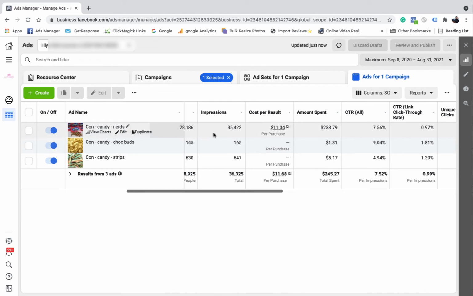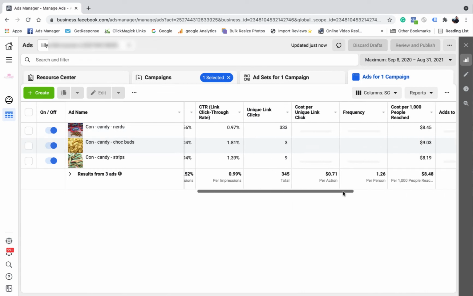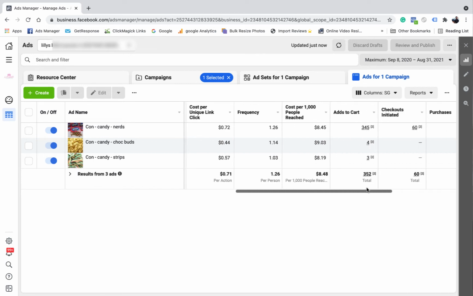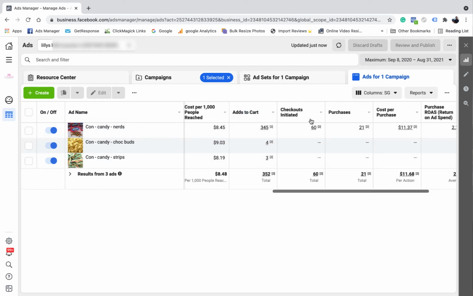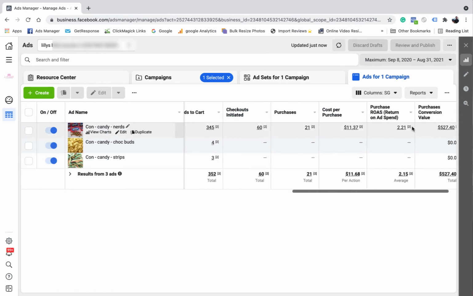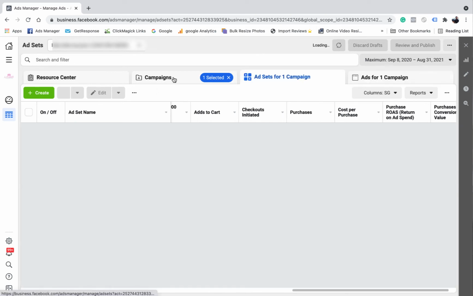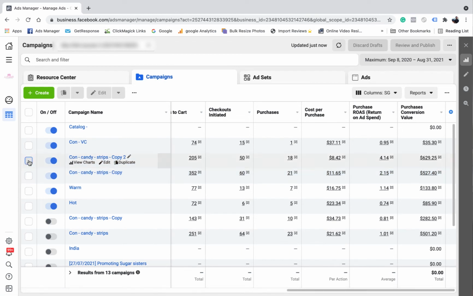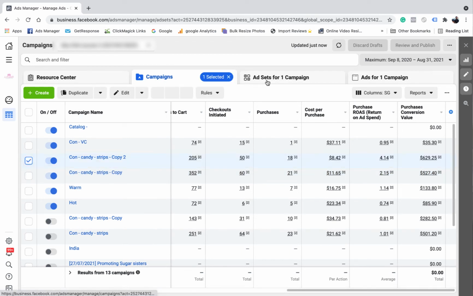And obviously the Nerds is getting really good sales at, what is it, $11.34 per purchase. A lot of add to carts, good amount of initiate checkouts and purchases, and a ROAS of 2.21, so it's really good. And this is pretty much all I'm at, at this stage. I think I've just made this the same as the other one, but we'll have a look.